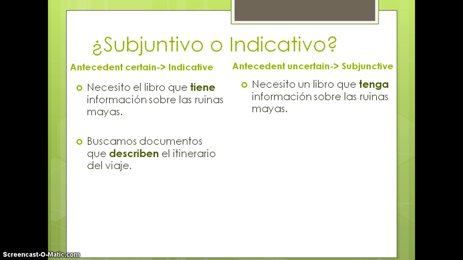Buscamos documentos que describen el itinerario del viaje. Buscamos documentos que describan el itinerario del viaje. We're looking for the documents that describe the itinerary for the trip, versus the subjunctive: we're looking for any documents that may describe the itinerary for the trip.